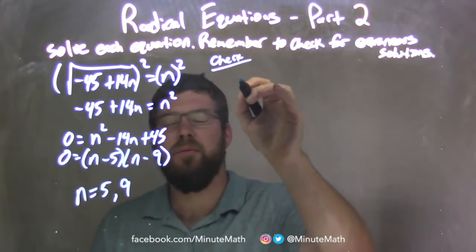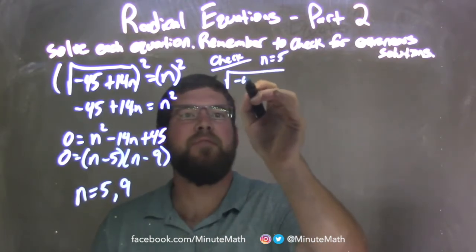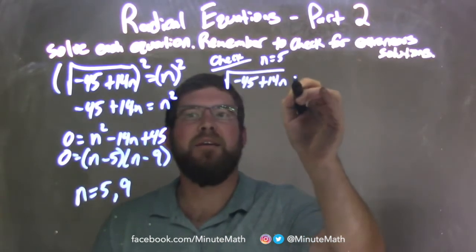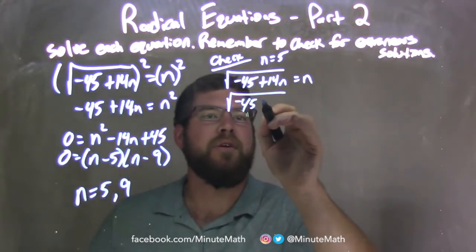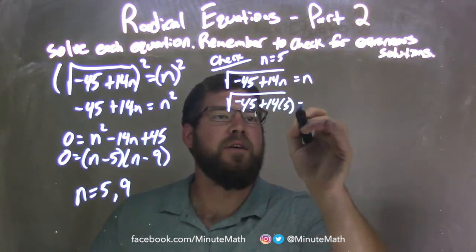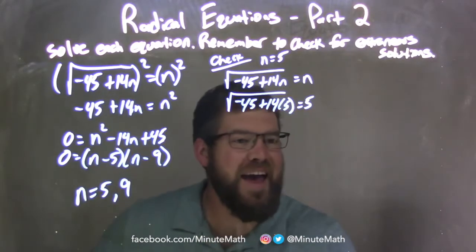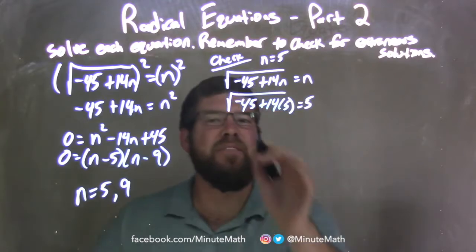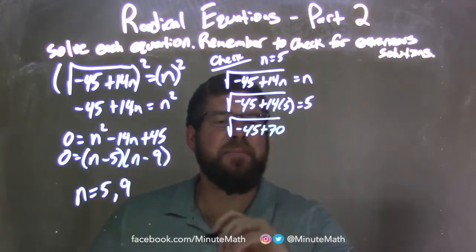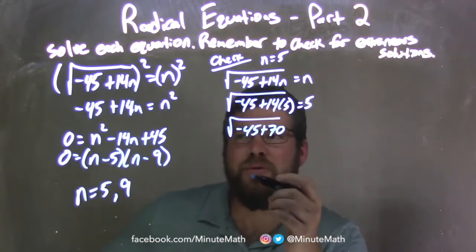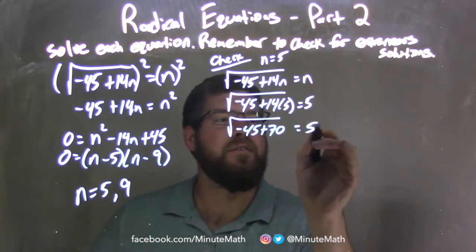We start with n equals 5. So we're going to rewrite our equation, square root of negative 45 plus 14n equals n. I'll plug 5 in: square root of negative 45 plus 14 times 5 equals 5. What's 14 times 5? 5 times 10 is 50, 5 times 4 is 20, so we're looking at 70 here. So the square root of negative 45 plus 70. Negative 45 plus 70 comes out to be 25.